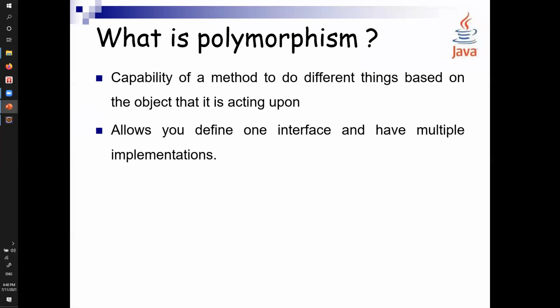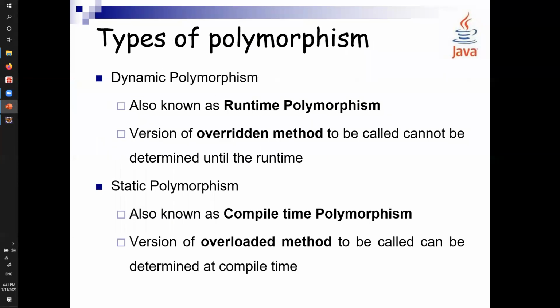So what does it mean? You have something like a sound, but this sound can be different depending on which object. The sound from a dog, the sound from a cow, the sound from whatever, a lion, it's going to be different. So you can define one interface and have multiple implementations.